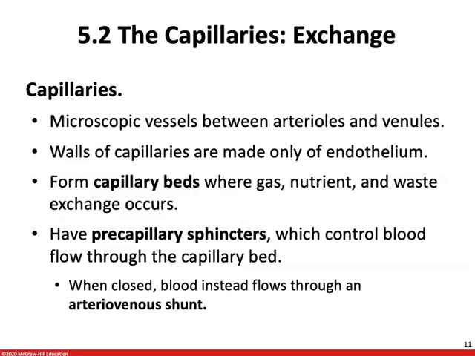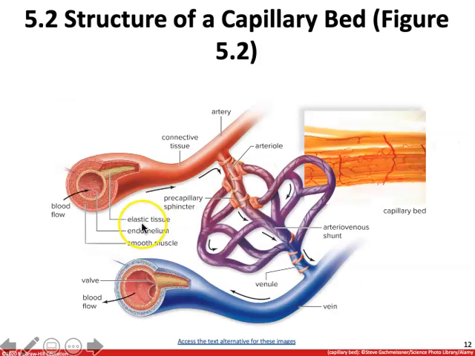Exchange occurs through endothelial cells, so across the plasma membranes, or through slits in between these cells. Blood is going to flow very, very slowly through the capillaries. This allows for more time for the exchange of materials. So like I said, the walls of the capillaries are made of only endothelium. They form capillary beds where they can exchange gas, nutrients, and waste. And they have precapillary sphincters. Those precapillary sphincters are controlled by the arterioles that are going to regulate the amount of blood flow through the capillaries. We'll see that in just a moment.